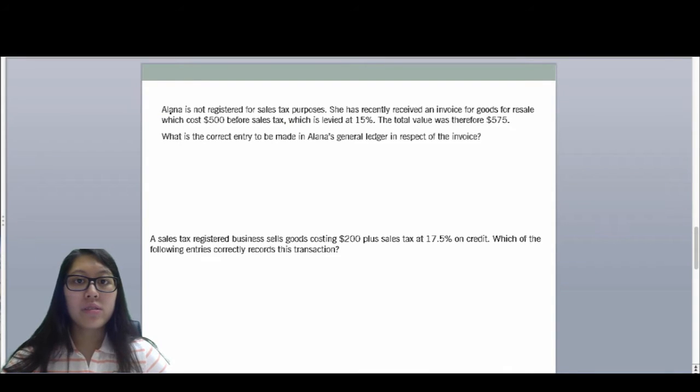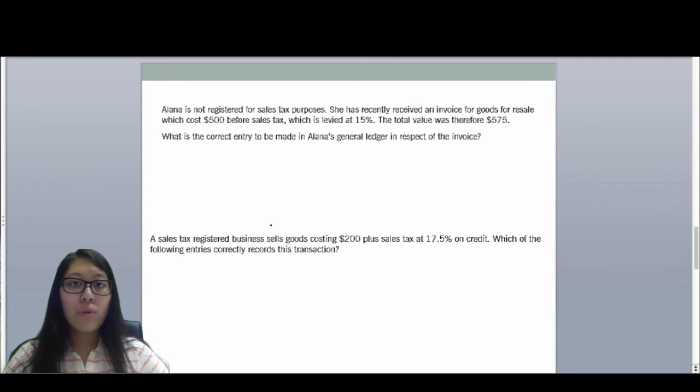Let's take a look at this question. Alana is not registered for sales tax purposes. She has recently received an invoice for goods for resale, which cost $500 before sales tax, which is levied at 15%. The total value was therefore $575. What is the correct entry to be made in Alana's general ledger in respect of the invoice?